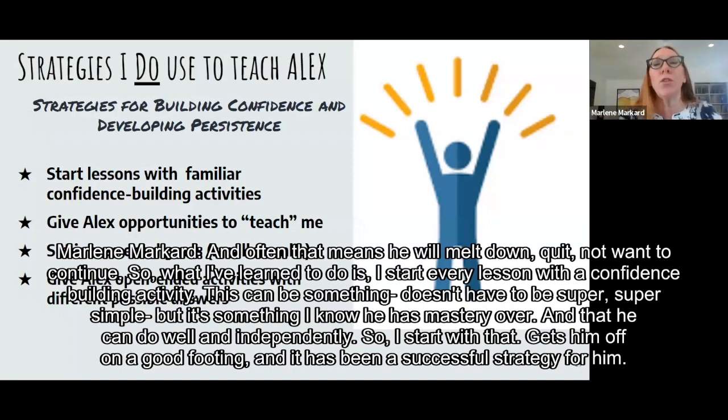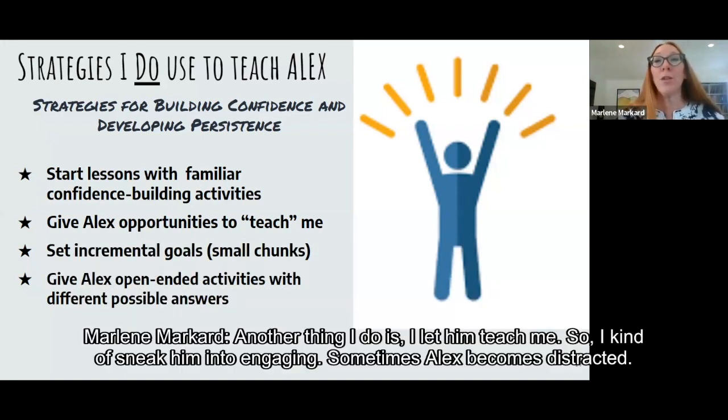So what I've learned to do is I start every lesson with a confidence building activity. It doesn't have to be super, super simple, but it's something I know he has mastery over and that he can do well and independently. So I start with that, gets him off on a good footing, and it has been a successful strategy for him. Another thing I do is I let him teach me.